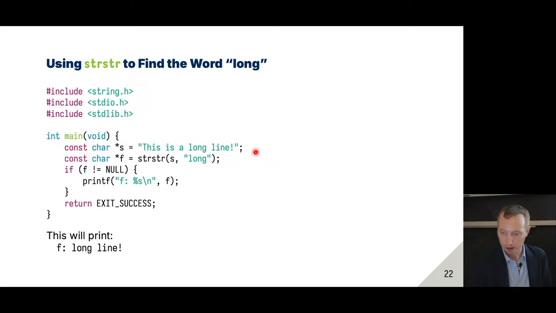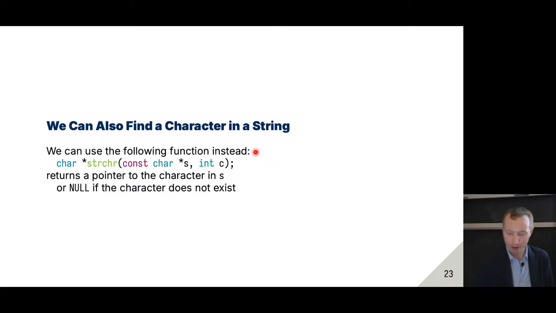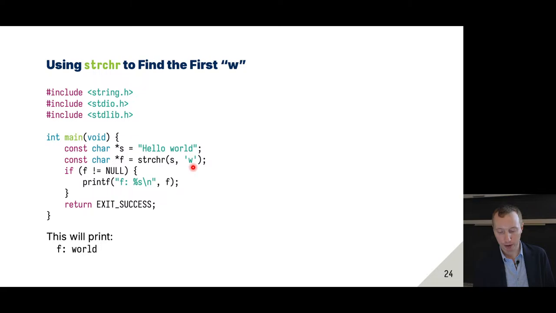So we can also just find a character in a string. So there is strchr. I take a big string and I look for a character in it. It returns a pointer to that character within the string, or like the other function, null if it doesn't exist. So if I have "hello world" and I look for w, well, it would be found, and the first w would be right here, so it would return a pointer right to that w. So if I printed it, it would print starting at that w all the way until it encounters a null byte, which in this case, it would just print "world".